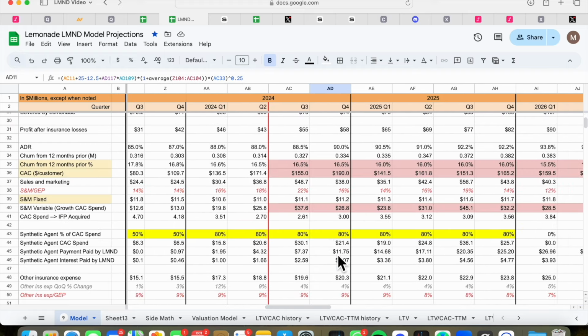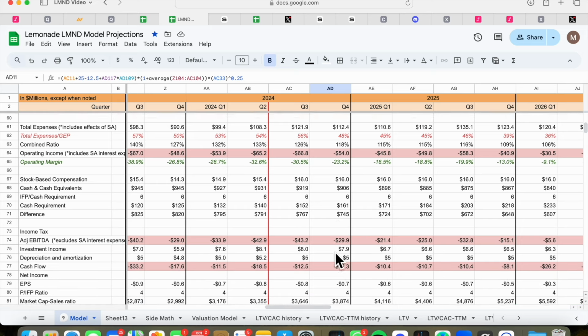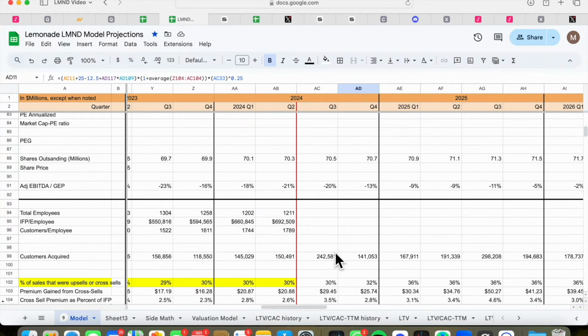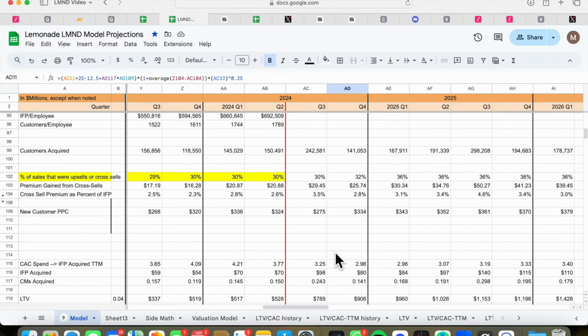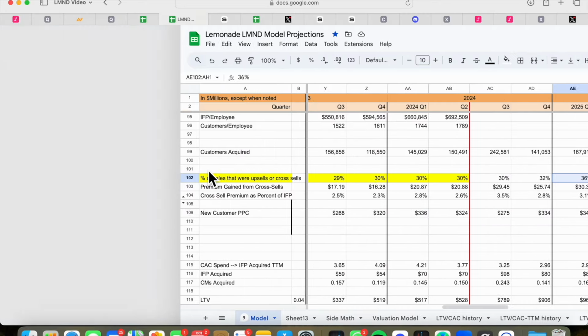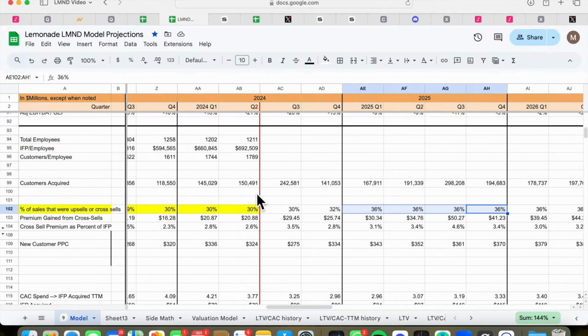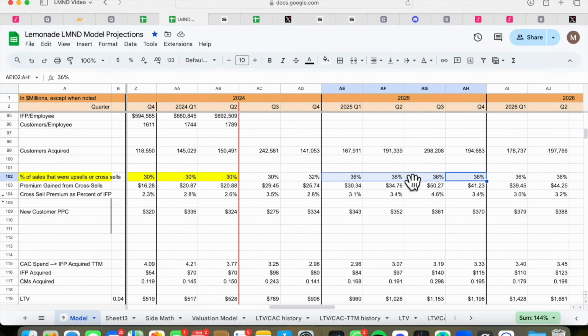On top of that, if we continue to see operating leverage, the unit economics get better and better, where your cross-sell premium as a percentage of IFP starts to grow. Maybe right now 30% of their sales is from cross-sells, but then as car goes online everywhere, maybe it matches what Lemonade was doing back in Q2 of 2022 when they released that note about doing 36% with cars. So that's kind of what I have modeled out. They're going to start doing 36%.